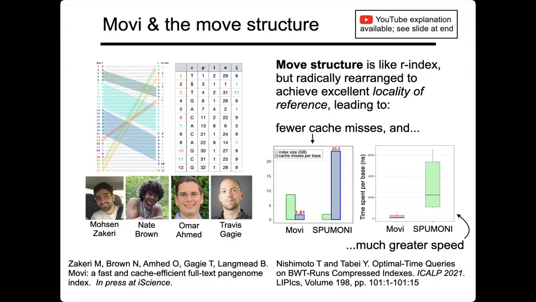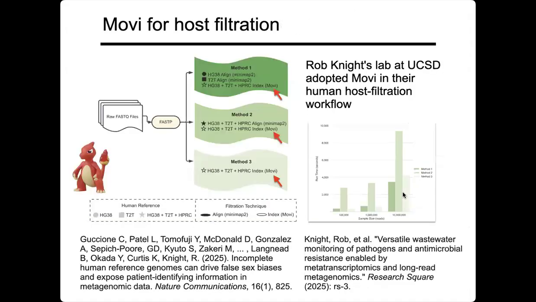This move structure idea was radically in the direction of good locality of reference. It led to huge speed boosts relative to the R index based methods. And if you would like to learn more about that, I also have a video. Next slide. But that particular work then spurred others.